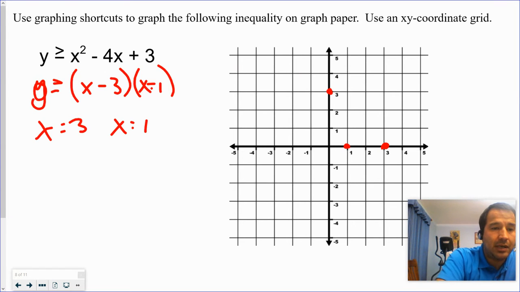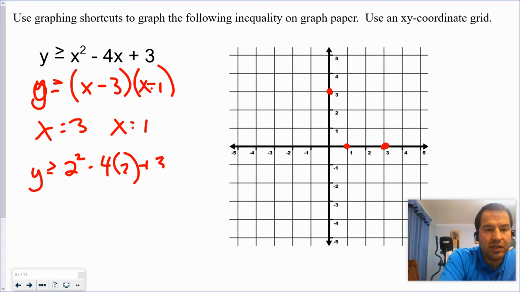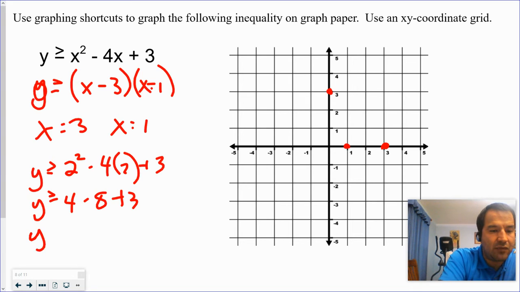So I go ahead and go to my equation here, and to figure it out, I have, and I know I put greater than or equal to, but I can go ahead and put equal to, if I wanted to, 2 squared minus 4 times 2 plus 3. So y is greater than or equal to 4 minus 8 plus 3. 4 minus 8 is negative 4, plus 3 is negative 1.